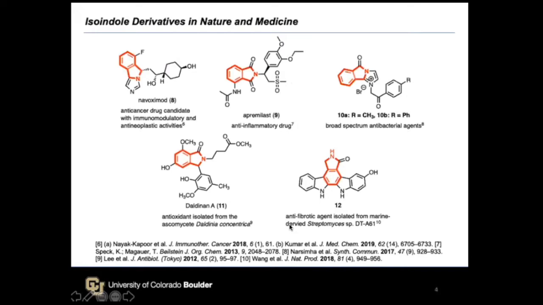And here are some examples. In the top row, we have some examples of said biologically active compounds. First up here, we have navtemadlin, which is an anti-cancer drug candidate, and it contains an isoindoline ring. Second, we have apremilast, which is an anti-inflammatory drug, and it contains a thalidomide. And then on the far right, we have these broad spectrum antibacterial agents, and they contain an isoindolinone. Then on the bottom, we have two natural products, and both of those also contain an isoindolinone, and they're also biologically active.